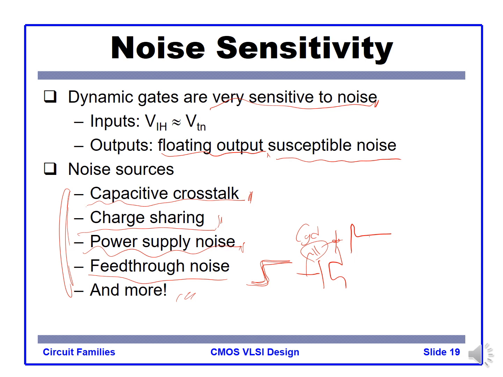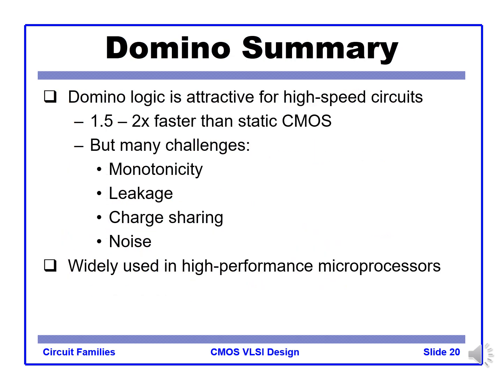So you have to simulate very thoroughly for all different cases and corners, and you don't want some signal nearby which has very large activity. We don't want to put that nearby. But domino is very attractive for high-speed circuits. It can be much faster, 1.5 to 2x faster than static CMOS. So it has many challenges: monotonicity, leakage, charge sharing, and noise.